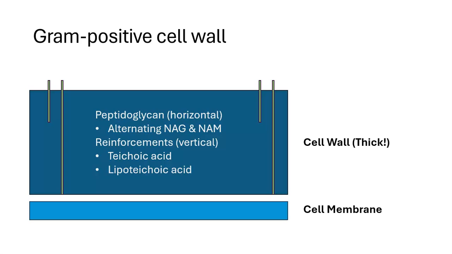The gram-positive cell wall structure includes the cell membrane, shown here in light blue, and the cell wall that's shown in dark blue. The gram-positive cell wall is very thick. It's made up of multiple layers of peptidoglycan. Peptidoglycan is composed of alternating molecules of NAG and NAM. The peptidoglycan layers are reinforced with teichoic acid and lipoteichoic acid, shown here in green.